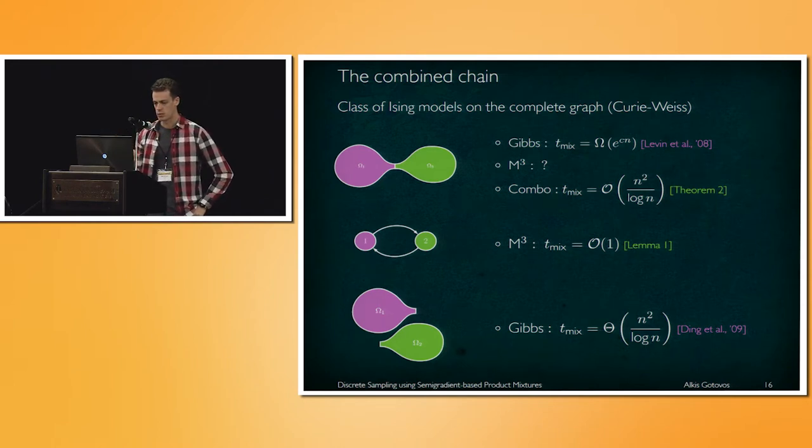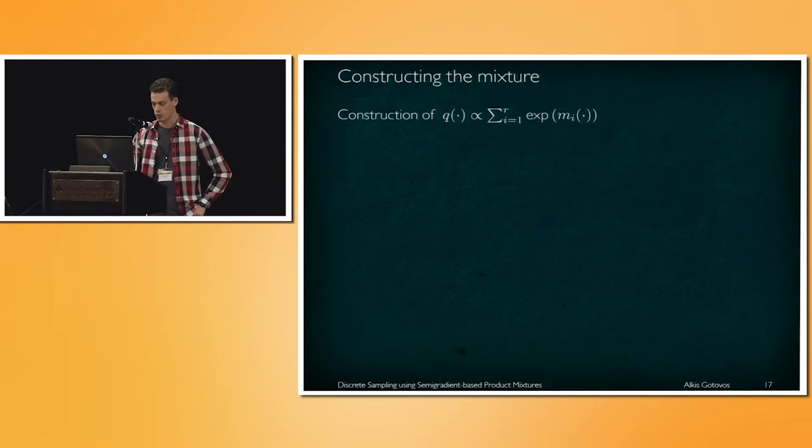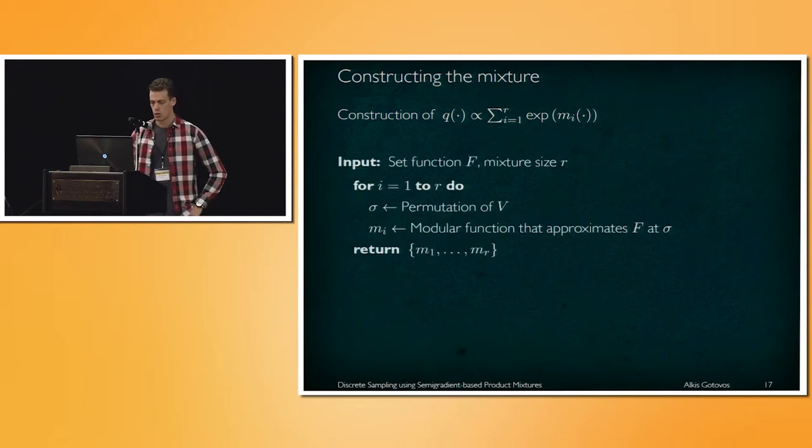Okay, so the last point I want to make here is that I've talked right now in this example about handcrafting this proposal mixture, but in general, in practice, you want to have a way of automatically constructing it. So I want to briefly talk about how we propose to do this, and this is a heuristic algorithm that we have. It consists of two parts. Here we want to construct a mixture of size r, and it has this form of sum of e to the m_i, where each m_i is a modular function. So it has two parts. First, we create a permutation of our ground set V, and the second part, we create an approximate modular function that approximates our function f at that permutation.